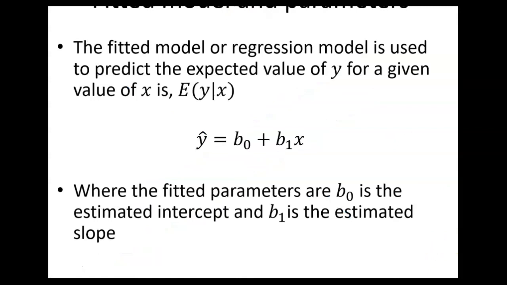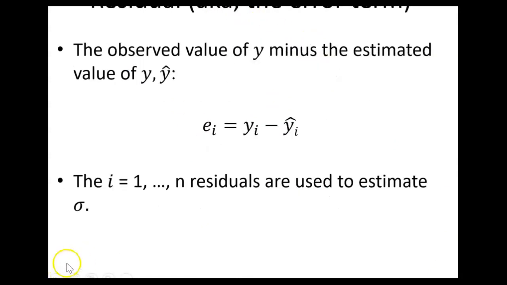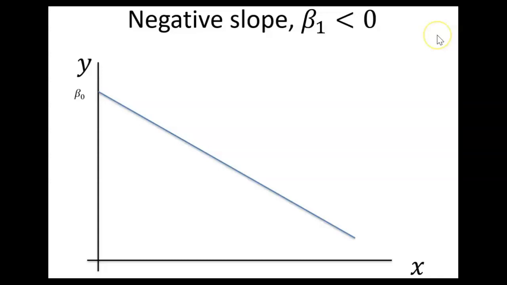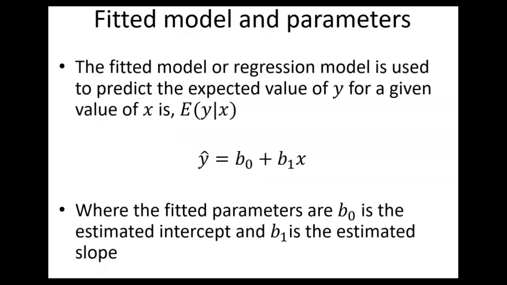And a regression equation with a negative slope is going to be downward sloping, going from the northwest portion of the first quadrant down to the southeast portion of the first quadrant. In this case, the y-intercept is positive, and as x increases, y is going to decrease. Okay, and so that's the theoretical regression line.